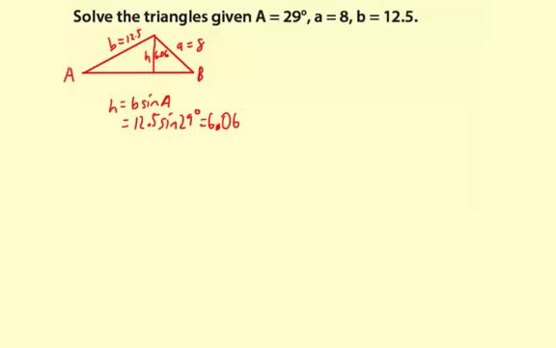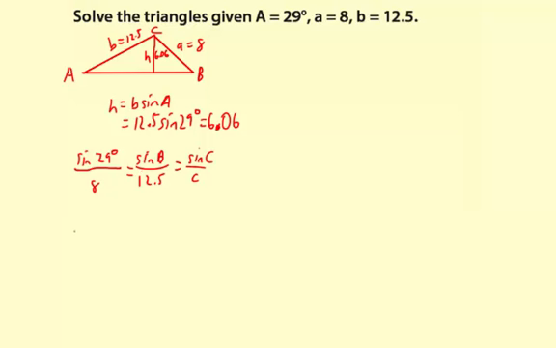I'll have this be angle B, and this one be angle C. So sine of 29 degrees to A, which is 8, equals sine of capital B over 12.5 equals sine of angle C over side C. Okay, so that's the law of sines, and we have three items left to solve for to solve the first triangle: angle B, angle C, and side C. Okay, let's solve for angle B first.